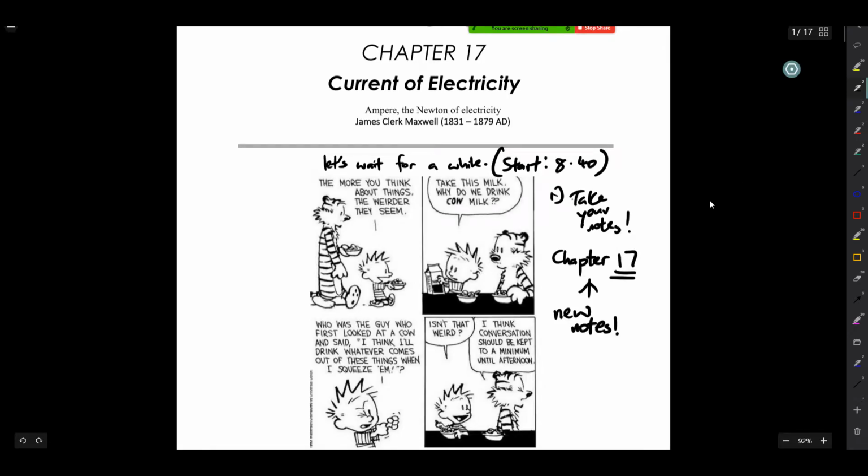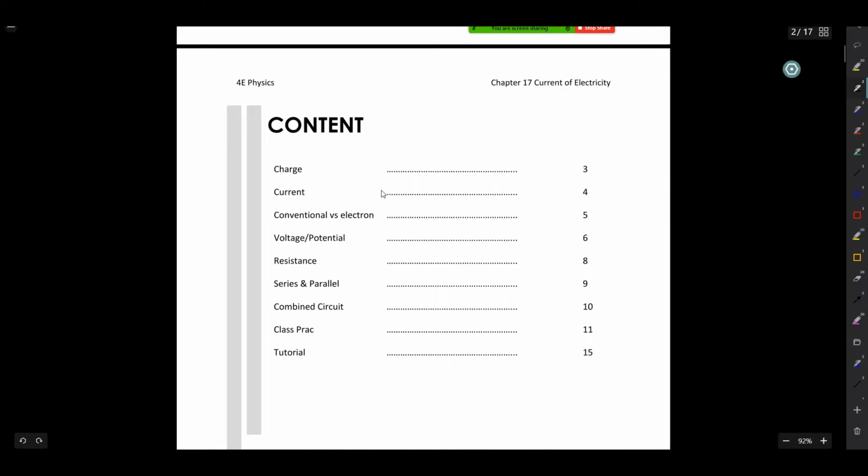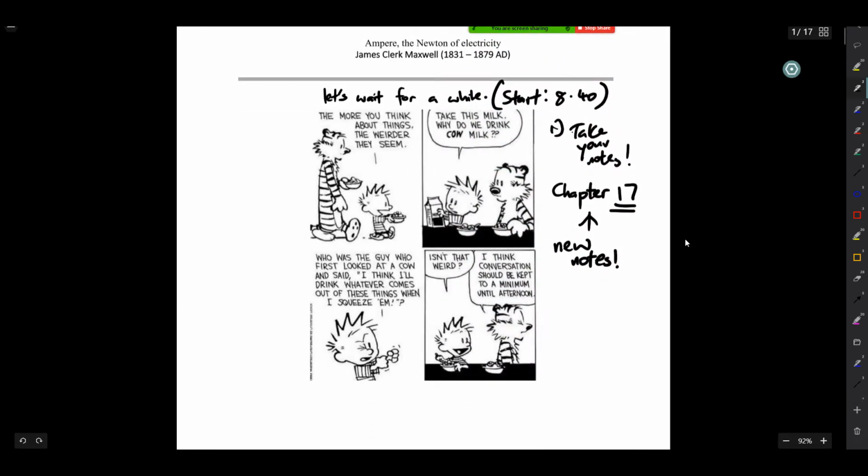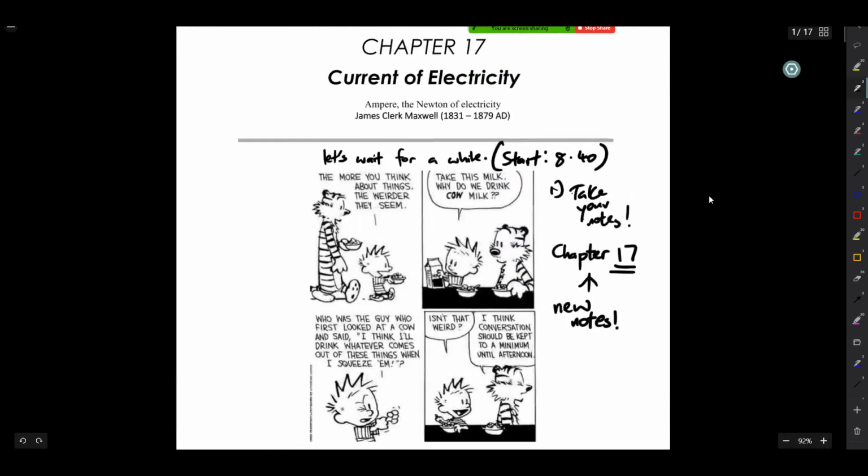What I aim to do today is to go through these 4 things: charge, current, conventional current, electron flow, and potential difference. But we'll see how it goes. I won't take too long, because I know it's quite late. Give me about 30 to 45 minutes. So I think we can start.